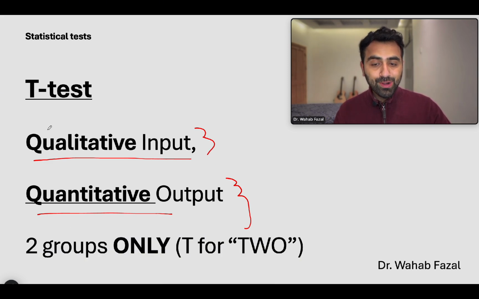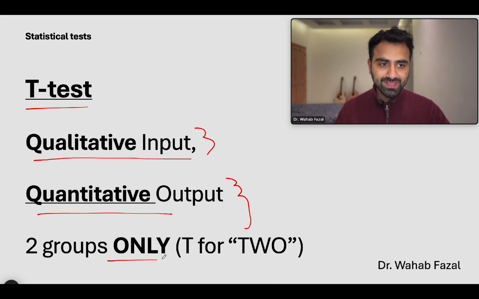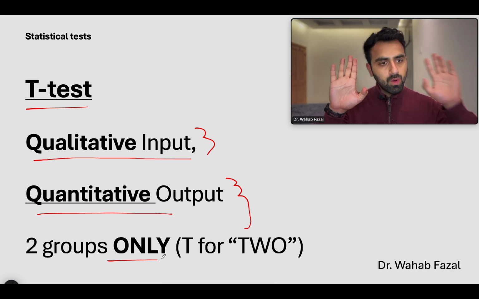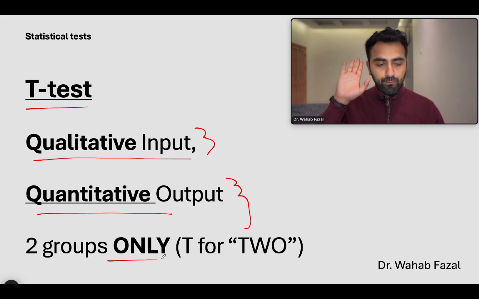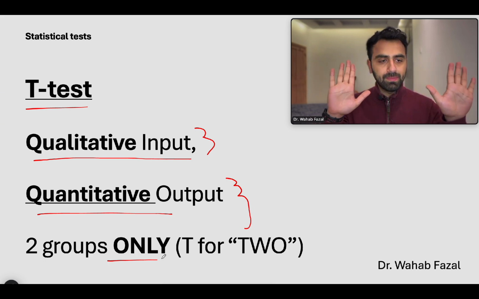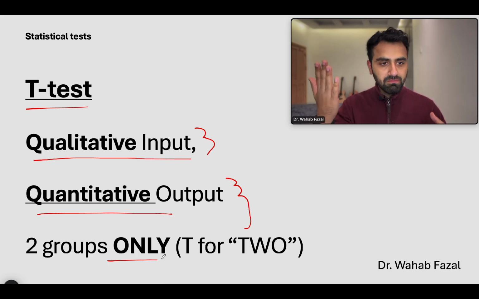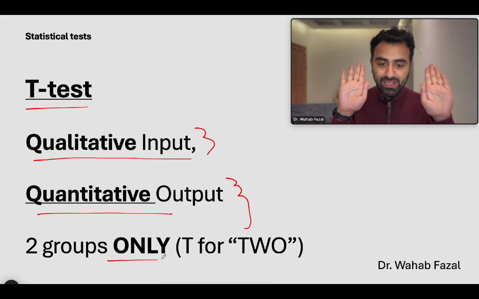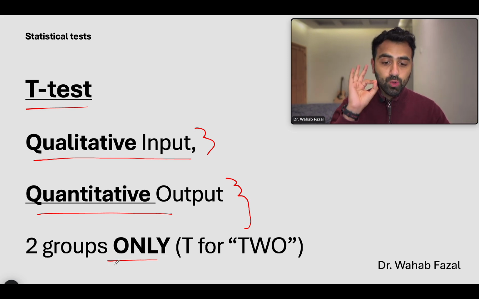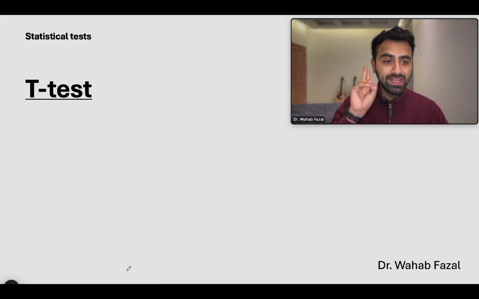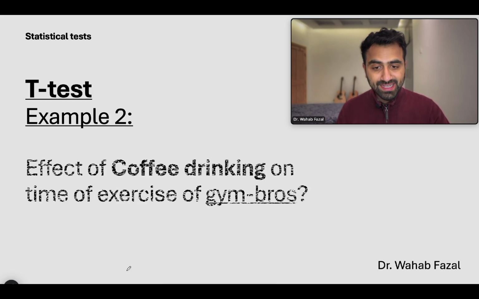So what I want you to understand is that t-test is only for two groups. Either you have smokers or non-smokers, football players or cricket players, hockey players or cricket players. Only two groups. T-test is when you want to compare basically two groups. T for two groups. So let's take another example.